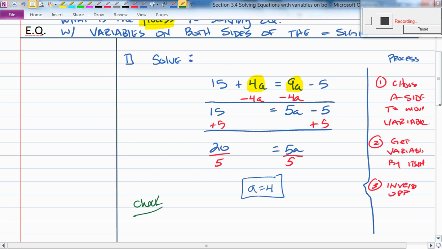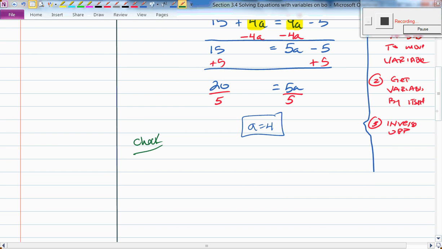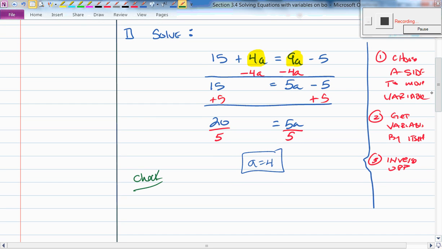How do we check? Is there something we can do to make sure 4 is the right answer? Yes. What is it? You start from where you started first, putting the 4 where the a should be. So what do you call putting the 4 in where the a should be? You substitute. Yeah, that's the right word.